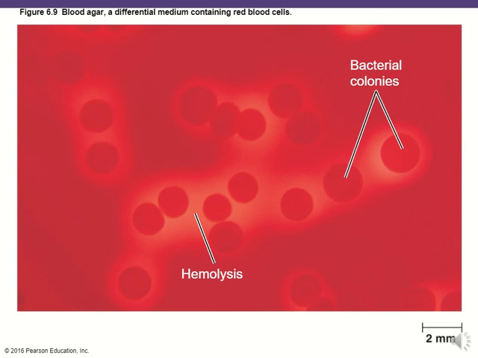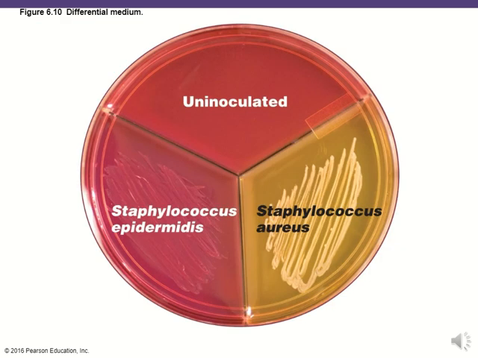Bacteria colonies will typically show up in some grouping. What is shown here is essentially a differential media where one third is used as a control to show no colonies of microbes being grown. Therefore, it is not inoculated, where the bottom left was inoculated with Staphylococcus epidermidis, and the bottom right was inoculated with Staphylococcus aureus. And this is just a way of observing different types of microbes on the same media.